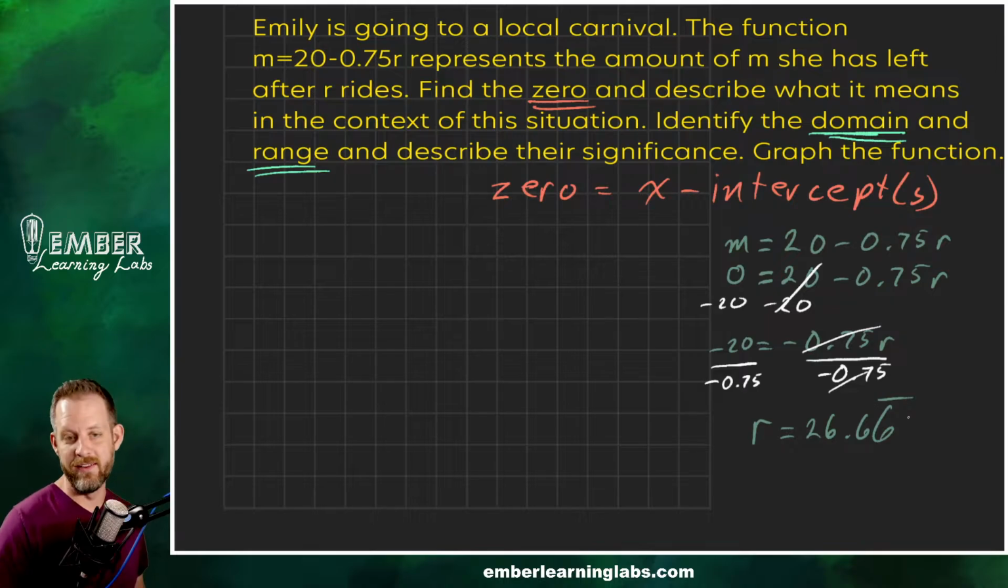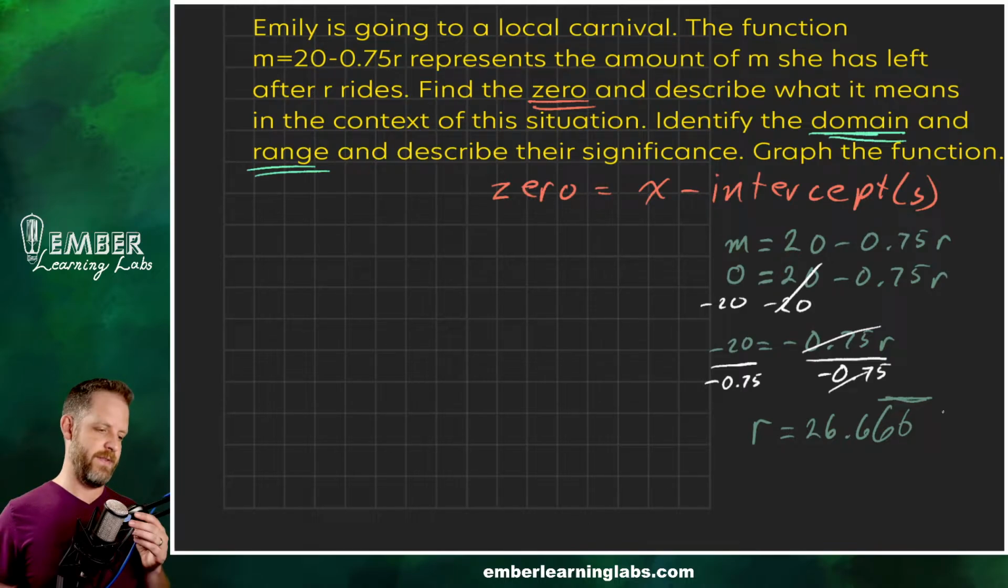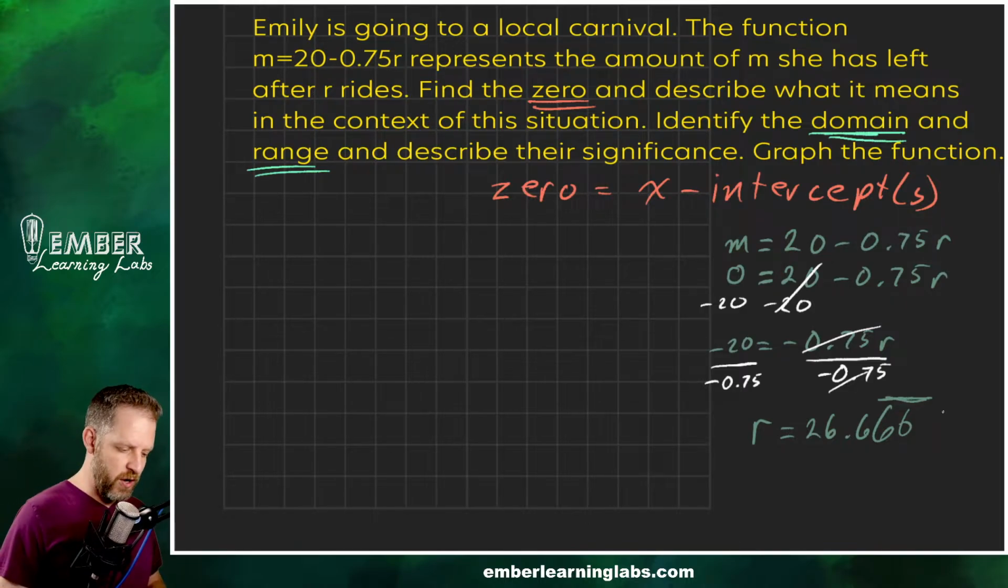26.666 repeating, basically, right? Keep on repeating that out to infinity. So 26.67 is what we end up getting there, hence the 27 that I was looking at over there off camera. So that's going to be wherever that is. Now we can graph this, so we can think about what's going on here.